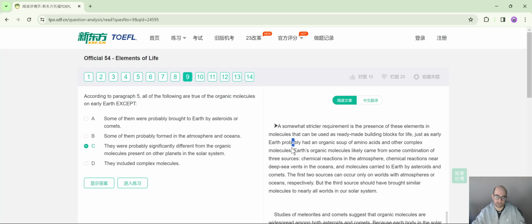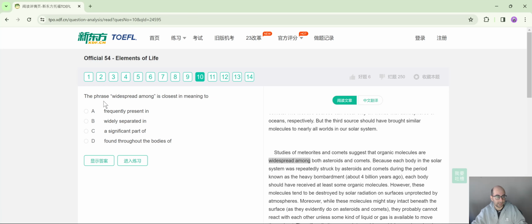So if it's similar to Earth in this regard, and Earth had these things, well, that's true, obviously, of organic molecules on early Earth, right? So, okay, choice C is our answer. Come to question 10. The phrase widespread among is closest in meaning to what?